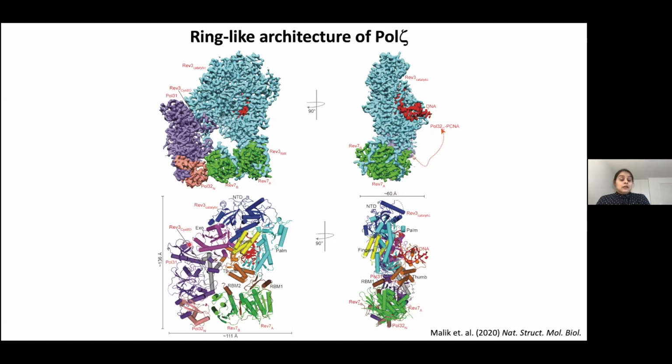I have colored the subdomains of Rev3, and here you can see that the exonuclease and the CysB-D interact with the Pol 31 subunit. And then you see these conserved RBMs, part of the RIR domain, interacting with Rev7A and B respectively. Since the structure of Rev3 was a novel one, we wanted to look at it in further detail.